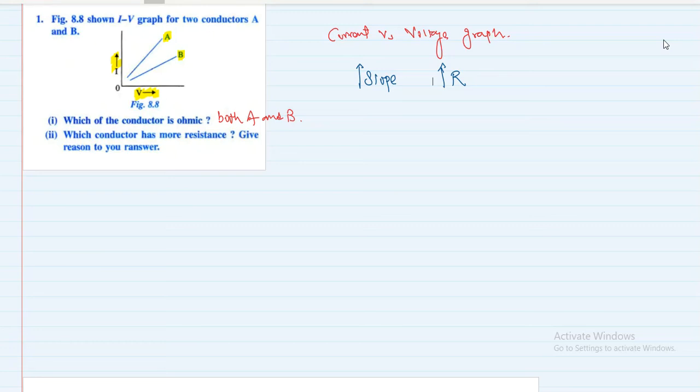So here the question is, which conductor has more resistance, and give reason to your answer. So the answer is A. Conductor A has more resistance because its graph has greater slope, and since slope of IV graph represents resistance, conductor A has got greater resistance.